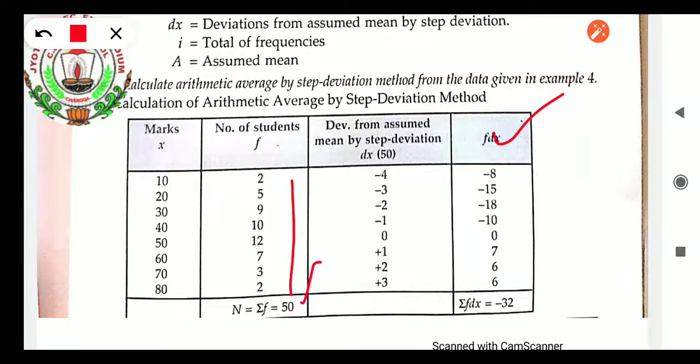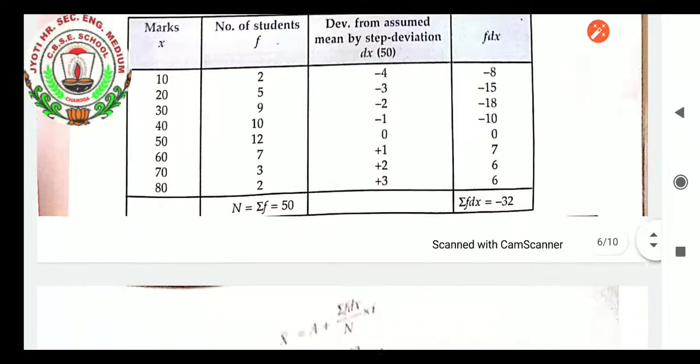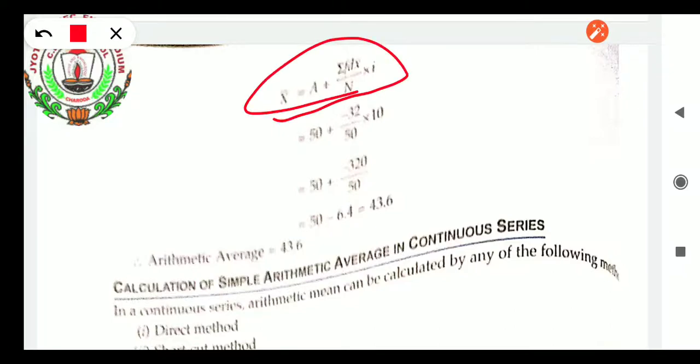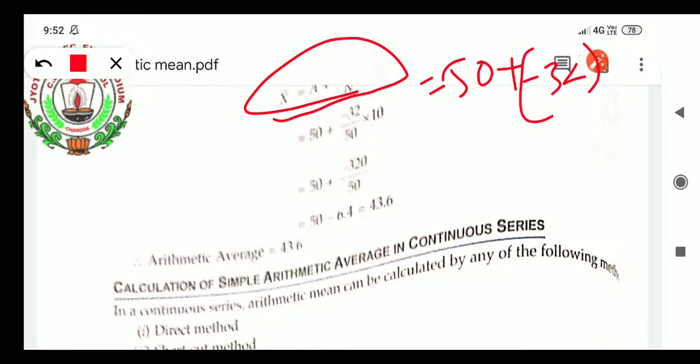Sum of f will come the same, 50. Sum of f dx, how will you do it? Add the negative numbers, add the positive numbers, and whichever value is more. Here you can see the negative values are more, so the answer of f dx came out negative, minus 30. Let us substitute these values in the formula of mean in the step deviation method of discrete series. Mean equals a plus sum of f dx upon n into I. What is the answer for a? 50 plus sum of f dx, how much? Minus 30 you got. Keep it in the bracket.